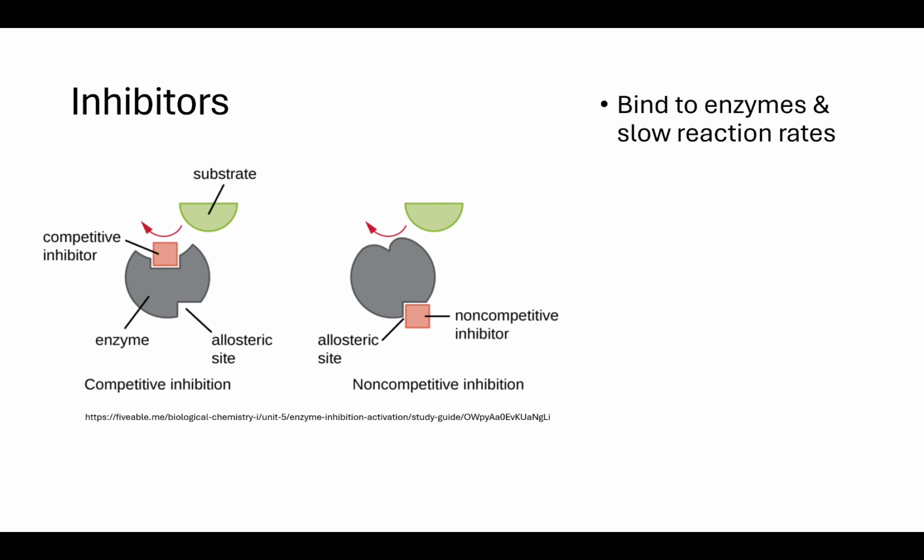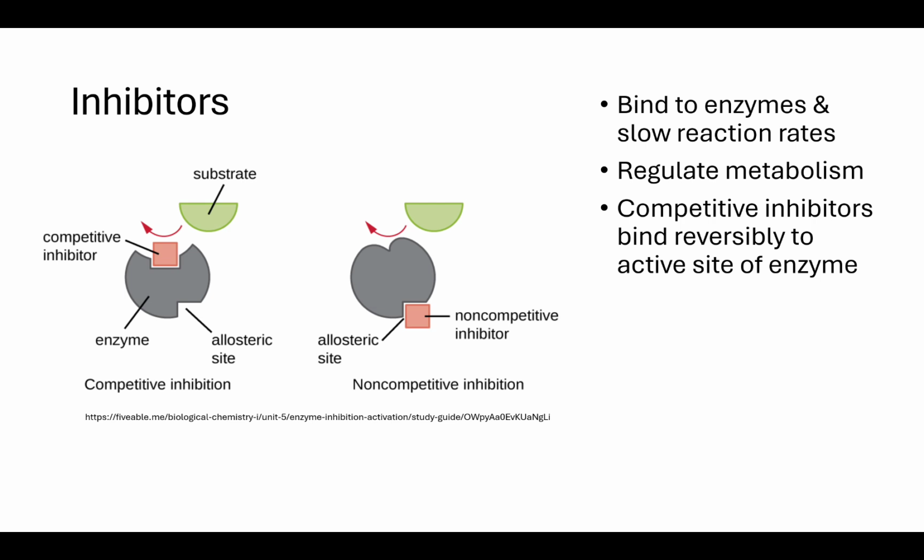Now, you can also have molecules that shut down an enzyme's activity. These are called inhibitors. So they can bind to an enzyme in one of a couple of ways that I'll talk about in a moment, and they can slow down the reaction rate. This is also used to regulate metabolism in some cases. So there are two major categories of inhibitors we're going to talk about.